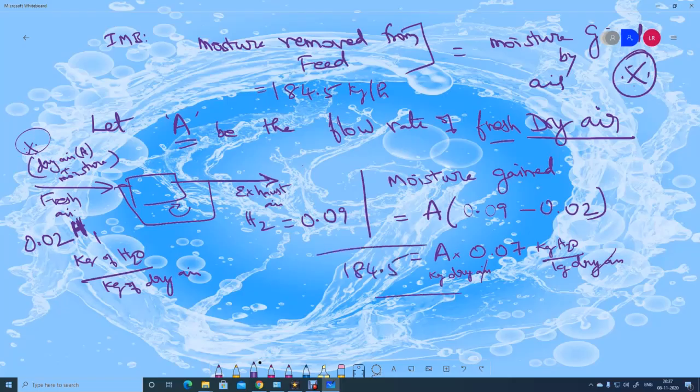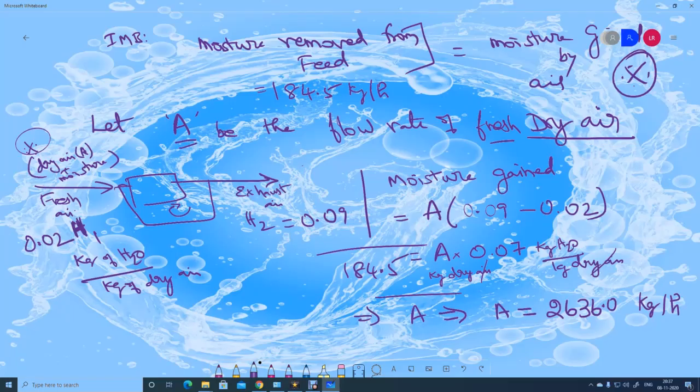Solving this, we get the A value. Please use your calculator. A is equal to 184.5 divided by 0.07, which is equal to 2636, rounded, kg per hour. Okay, so I repeat, moisture removed from the feed is equal to moisture gained by the air. We have determined the moisture removed from the feed, which is 184.5 kg.